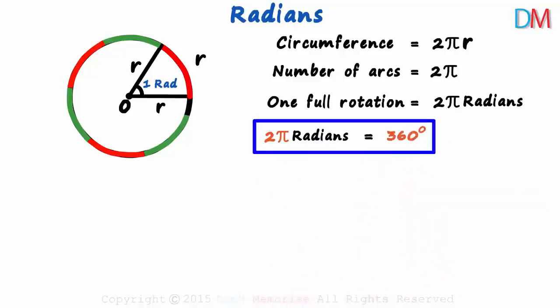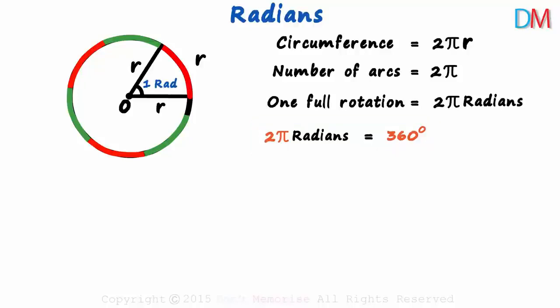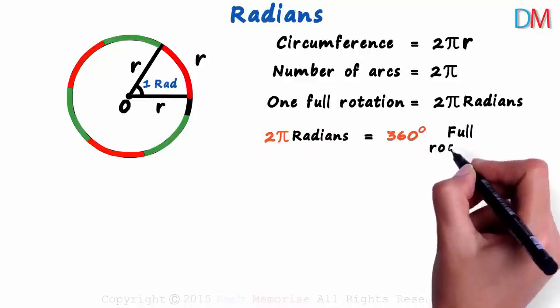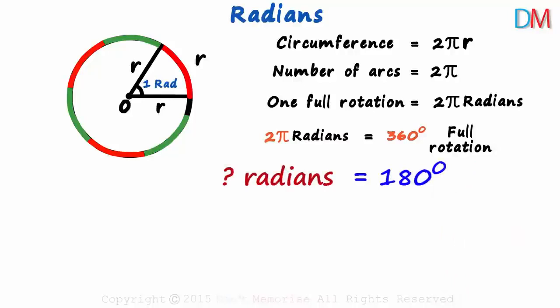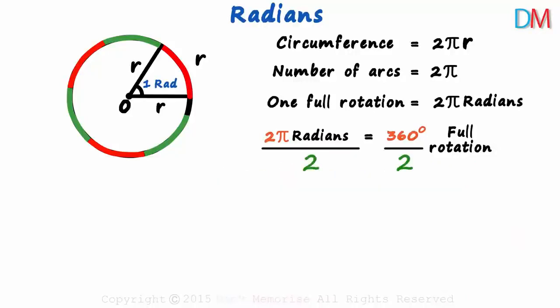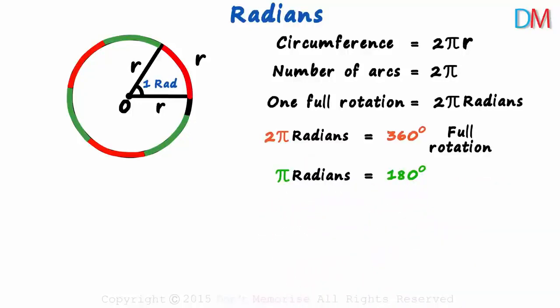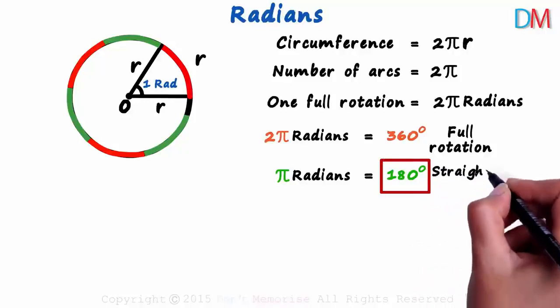That's the relation between degrees and radians. This is what we have been working towards in this video. If we understand this, we can easily derive the rest. This is 1 full rotation. Then how many radians will 180 degrees be equal to? If we divide this equation by 2, we get pi radians equal to 180 degrees. And 180 degrees is half circle or a straight line.